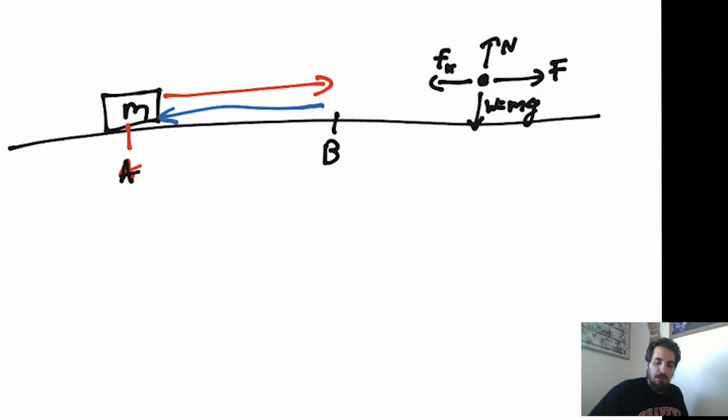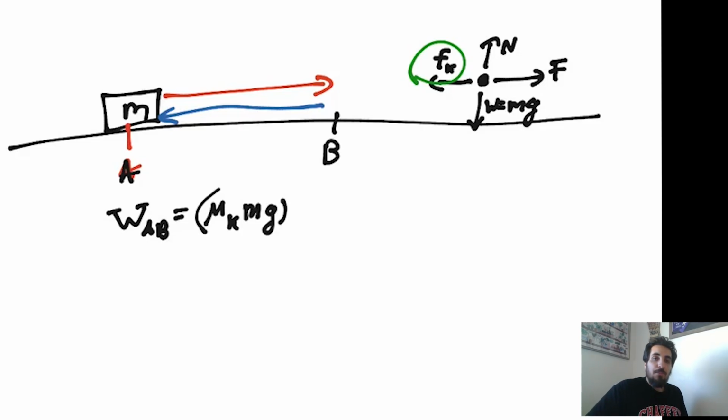Really what I want to look at is this friction force. We're going to determine, is this friction force going to be a conservative force? So we look at this and we say, okay, the work done from A to B is going to equal the magnitude of our friction force, which in this case is going to be the coefficient of kinetic friction multiplied by mg. We multiply that by the displacement. I'm just going to call that delta x. Delta x is whatever the distance is between A and B.